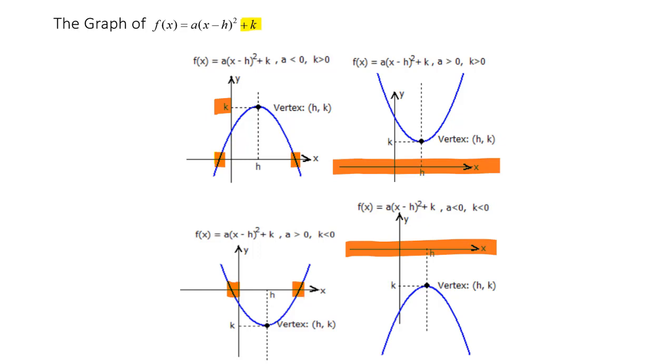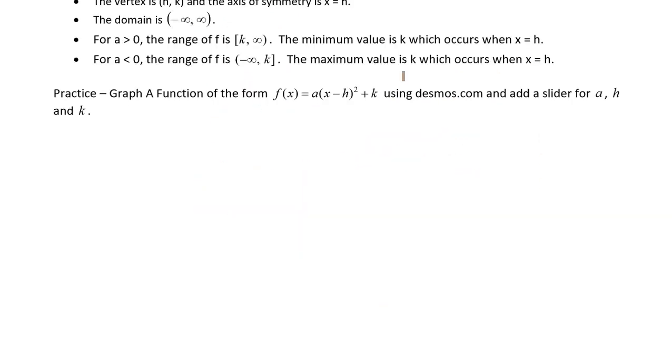So now let's look at the activity. The information I just gave you is here for you to reference later, but now we want to practice by graphing a function of the form f of x equals a times the quantity x minus h squared plus k. Let's use Desmos to do this.